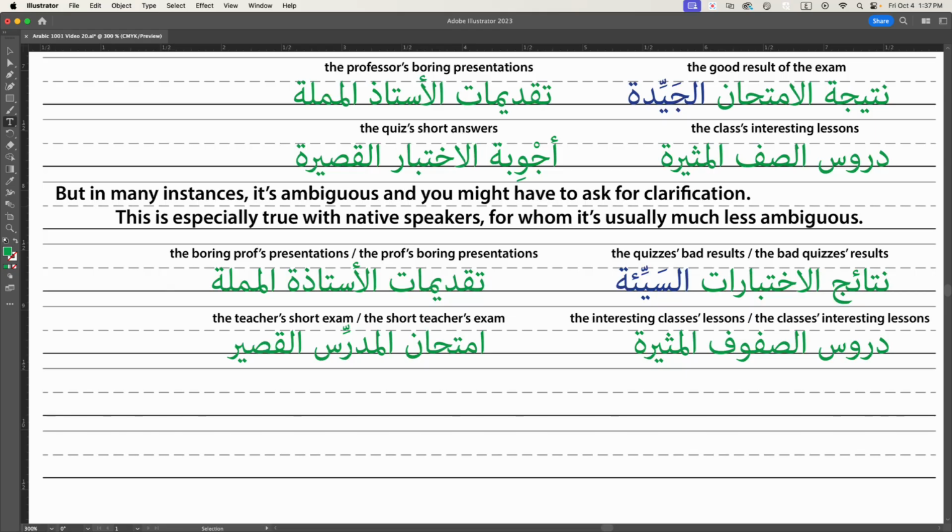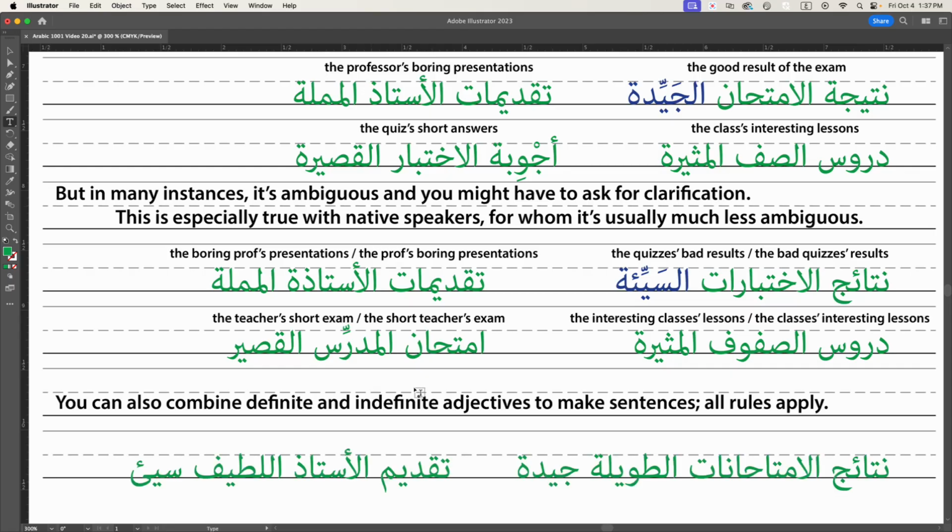So just as a little final note here, you can combine definite and indefinite adjectives to make sentences, and all of these rules are going to apply. So I can say, for example, نتائج الامتحانات الطويلة جيدة. So the results of the exam, the tall, the good. And so what we're going to do here is all of these words are feminine. This is feminine singular because it's non-human plural. Same thing here. And these two both have ta marbuta on them. So everything here is feminine singular. And these first three are definite.